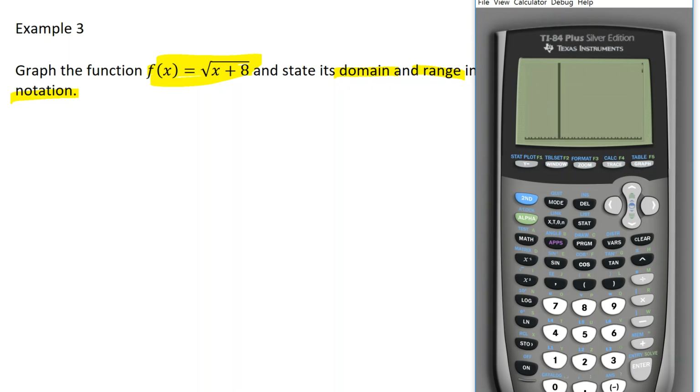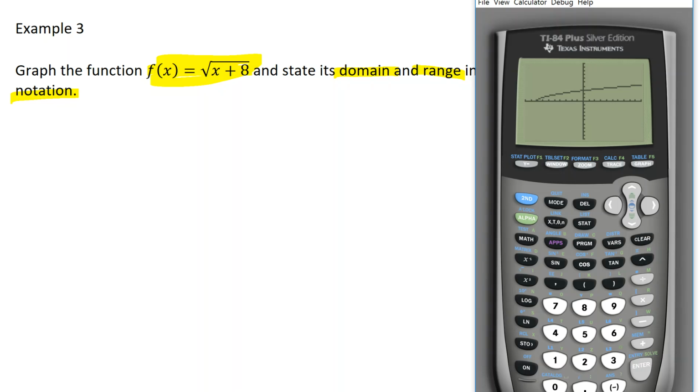My window is not good, so let's change the window. Let's go -10 to 10. And then for y-min, we can go -10, but we know that this function is only going to have positive outputs. So this is how our function looks.